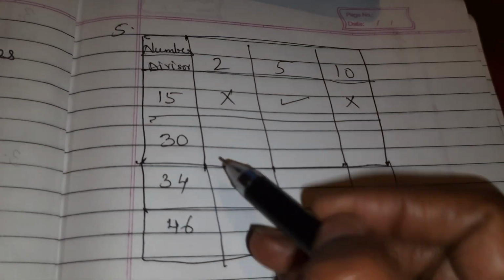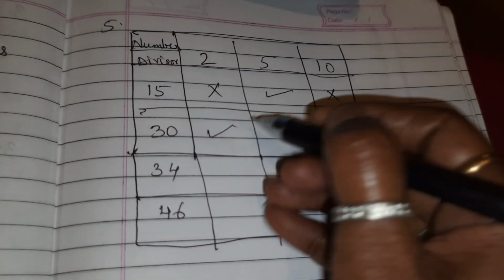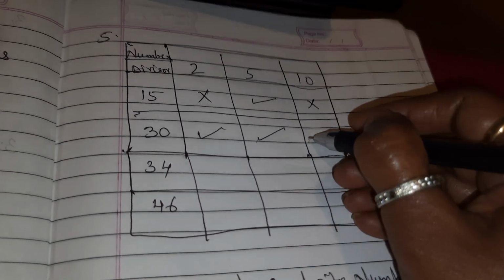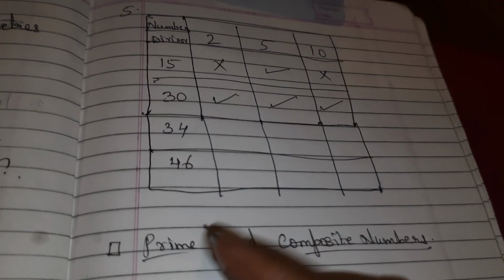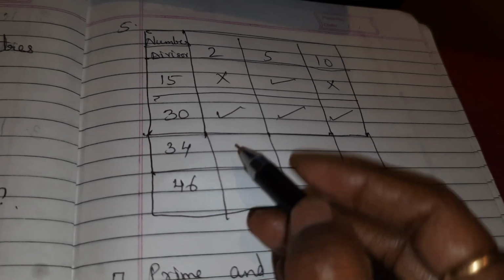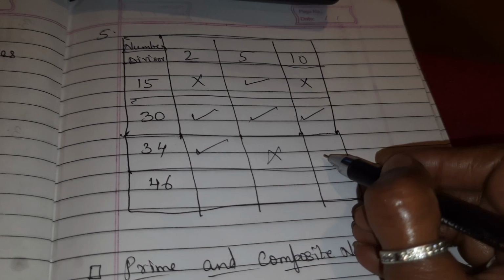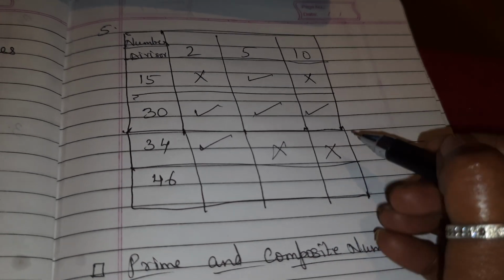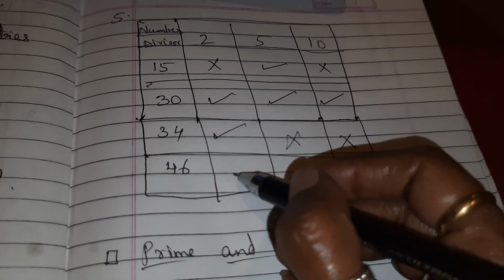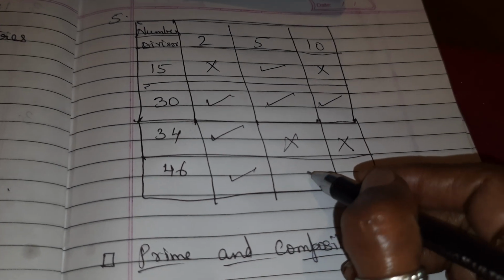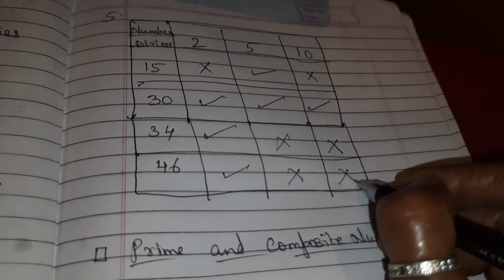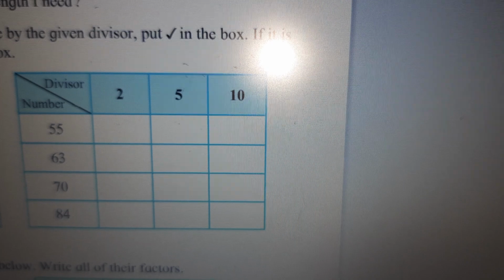Yeah, I have written down. So 30, yes. For 5, yes. For 10, yes. What about 34, children? Units place, 4. So 2, yes. What about 5? No. 10, no. Okay. 46, for 2, yes. For 5, no. For 10, no. So this is how we are going to do it.